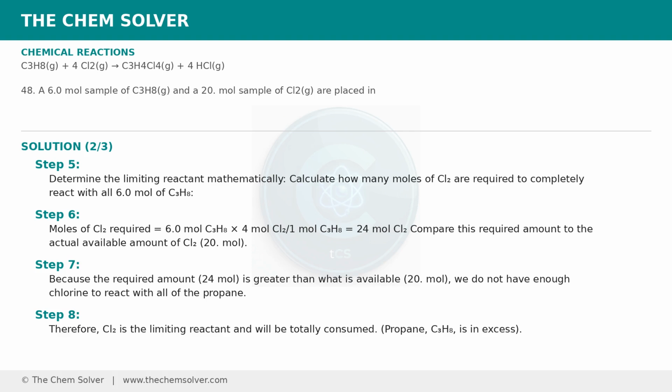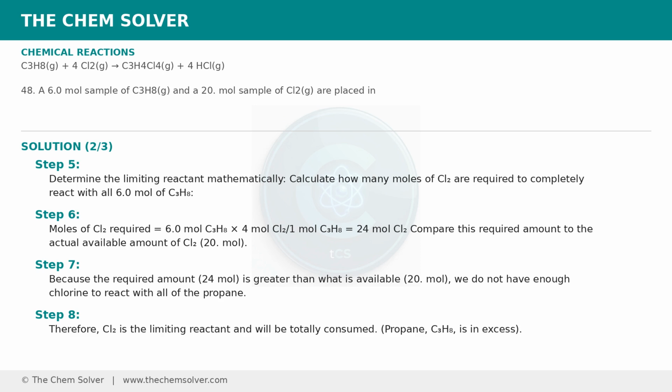Determine the limiting reactant mathematically. Calculate how many moles of Cl2 are required to completely react with all 6.0 moles of C3H8. Moles of Cl2 required equals 6.0 moles C3H8 times 4 moles Cl2 over 1 mole C3H8, which is equal to 24 moles Cl2. Compare this required amount to the actual available amount of Cl2, 20 moles.